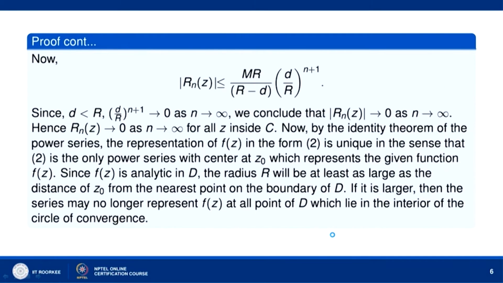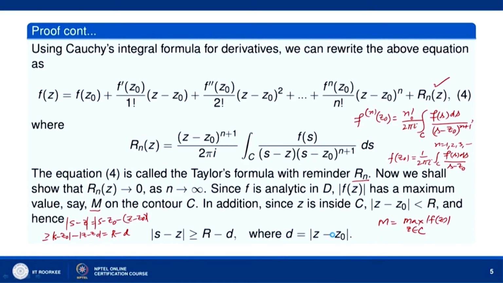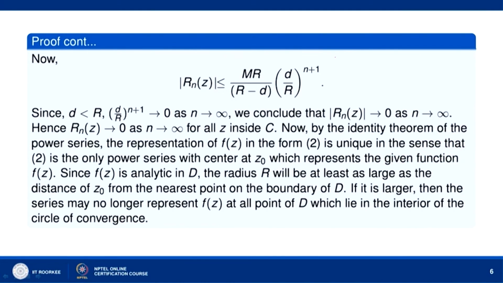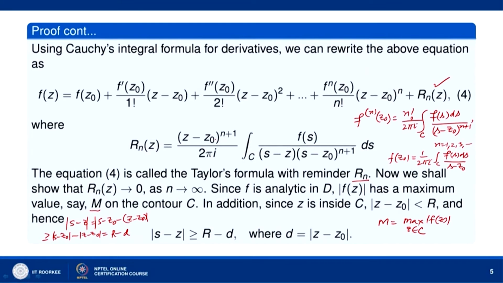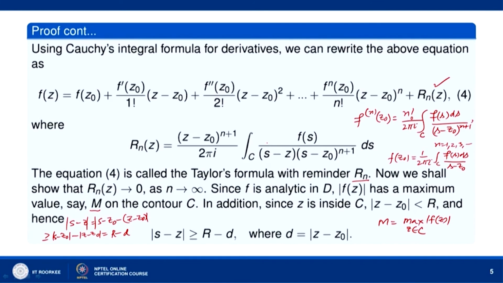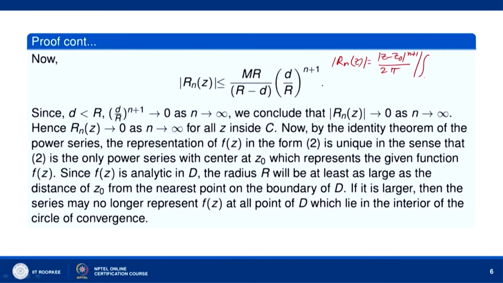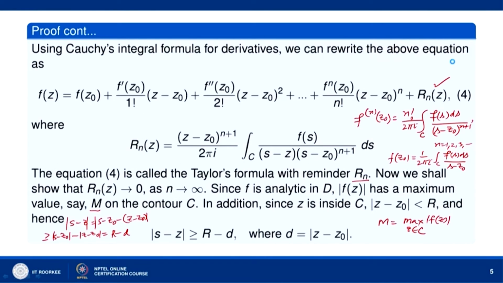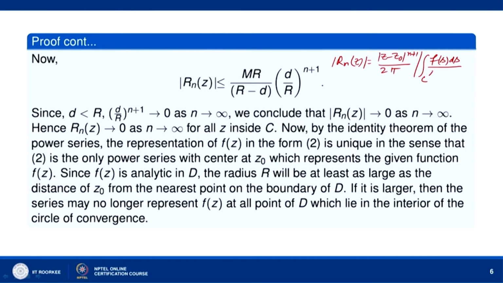Now, let us find mod of R n z. Mod of R n z is equal to mod of z minus z naught to the power n plus 1, divided by 2 pi, and then mod of integral over C f s ds divided by s minus z, into s minus z naught raised to the power n plus 1.